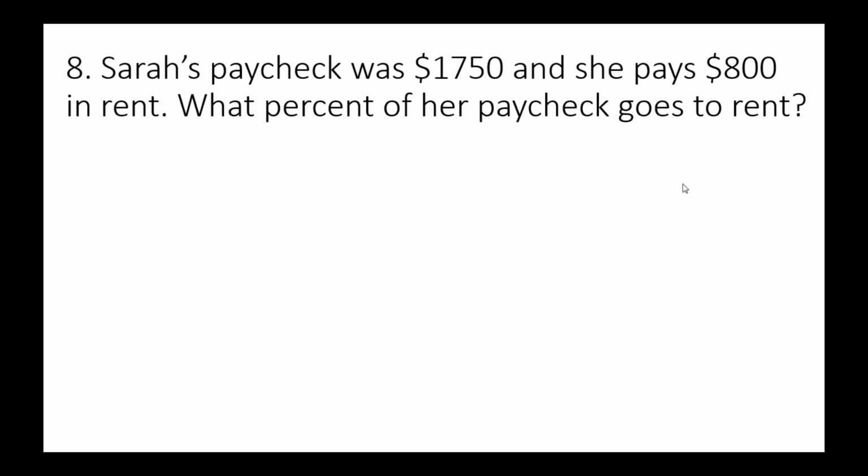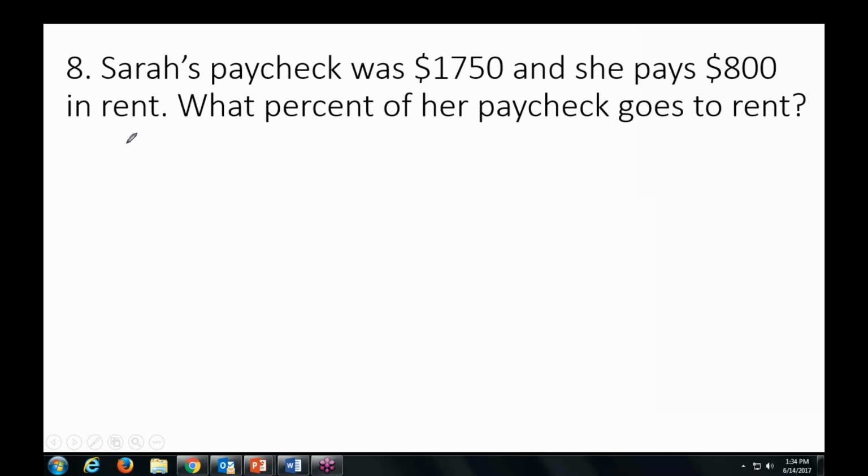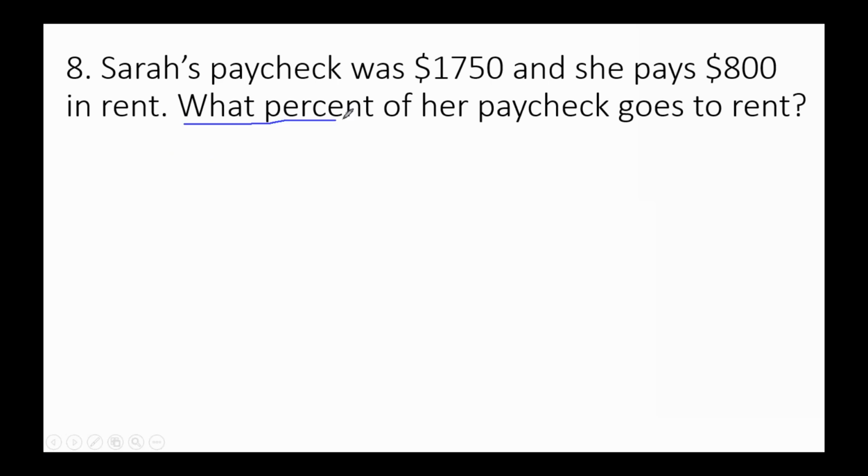Okay. I'm going to go ahead and set this up both ways just so that you can see it. When you see what percent, well, that tells me x over 100. In this case, we don't necessarily have an is or an of, but we have a part to the whole, right? Her whole paycheck is $1,750. The part of her paycheck is $800. So that's the proportional method.